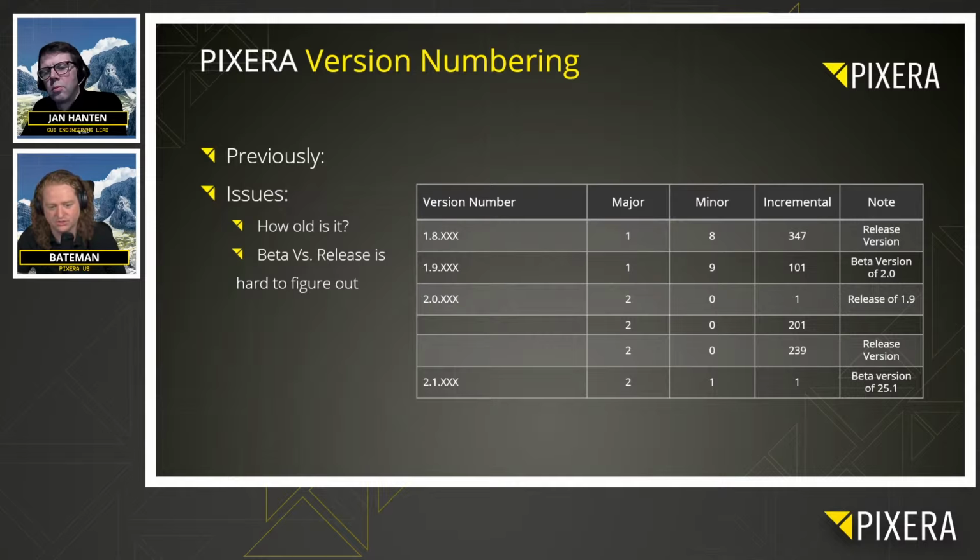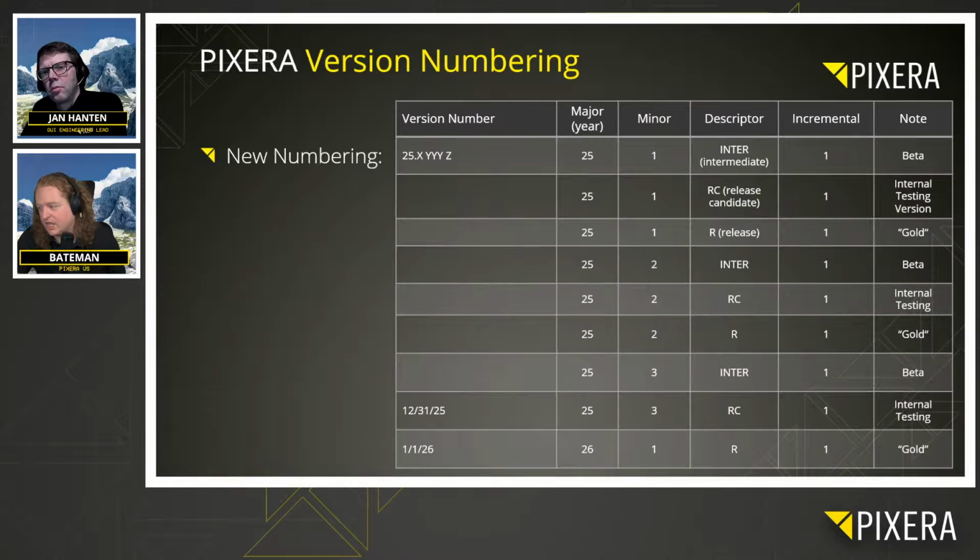And so we made this decision after 2.0, earlier this year, to switch to a new numbering schema where we basically lead with the year number as our version. So if you've used Pixera this year at all, you would know it's 25 dot something something something, right? Jan, can you talk about that decision at all and what led us down this path?